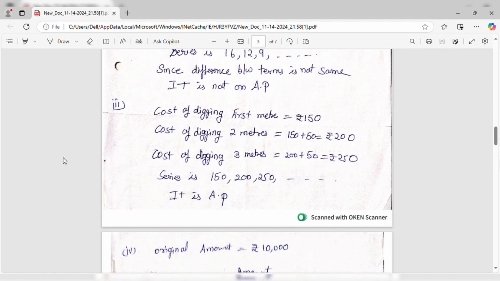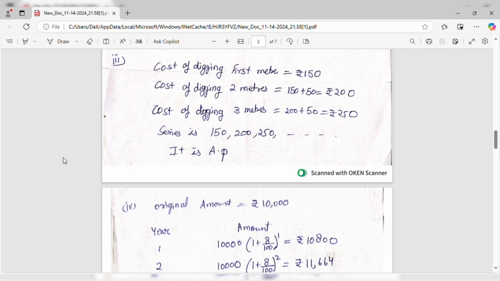The third part is the cost of digging a well after every meter of digging when it costs rupees 150 for the first meter and rises by rupees 50 for each consecutive meter. So the cost of digging for the first meter is 150. For 2 meters it is 200. For 3 meters it is 250. So this is an AP since the difference between the consecutive terms is the same.